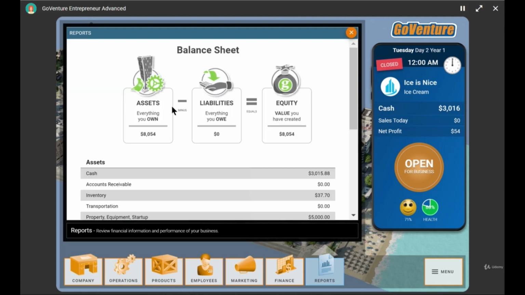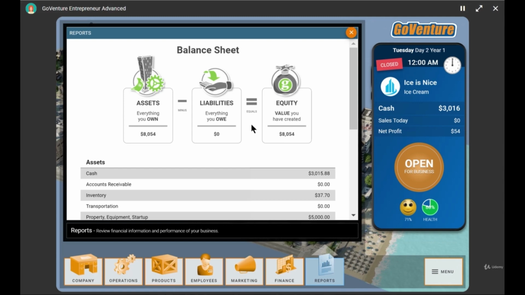Let's look at the balance sheet. So the balance sheet gives us a snapshot of the overall value or financial health of the business. And what it does is it has a simple formula. It's assets minus liabilities equals equity that you see here. Another way of explaining that is simply take everything that your business owns, subtract everything that your business owes, and that results in the value that you've created in the business, in this case called equity. So assets minus liabilities equals equity.